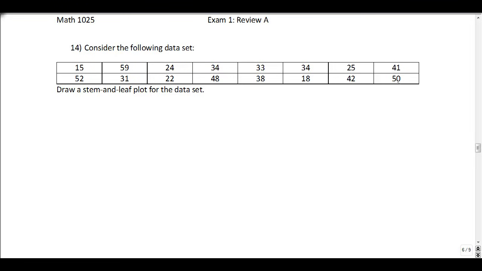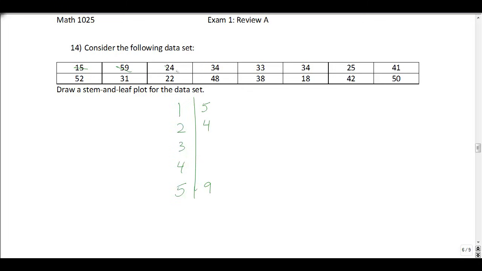So we're in the tens up to the 50s. I'm going to write our tens, 20s, 30s, 40s, 50s here. Then I'm going to find my 15 and put a 5 there: tens digit, ones digit. I'll get rid of the 15. 59, I have a 5 and a 9.